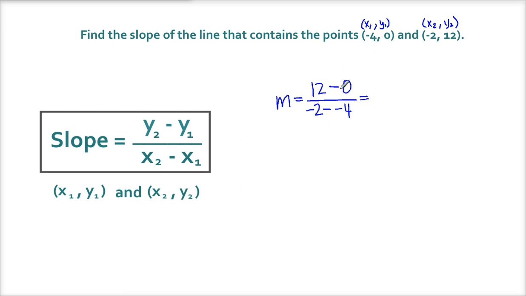Okay, so I do 12 minus 0, that's 12. Negative 2 minus a negative 4, that's the same thing as adding a positive 4. So negative 2 plus 4 is 2, and 12 over 2 simplifies to be 6. So the slope of the line that contains these 2 points is 6.